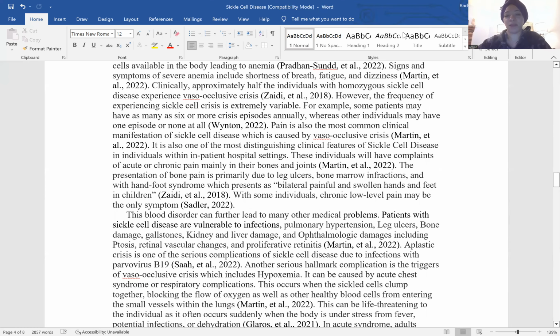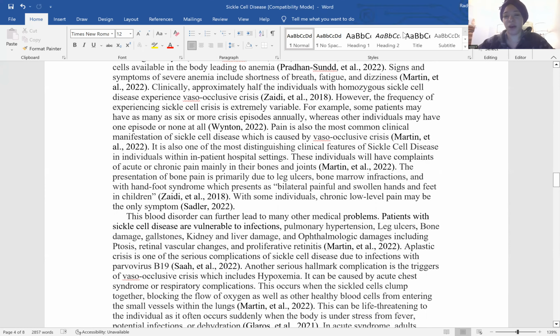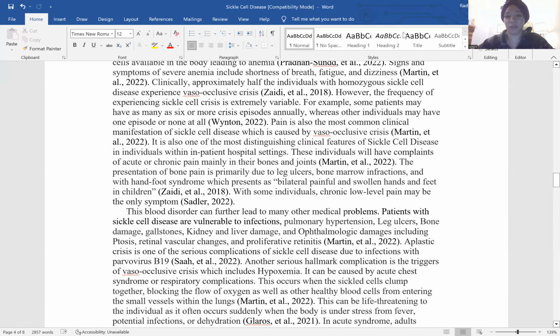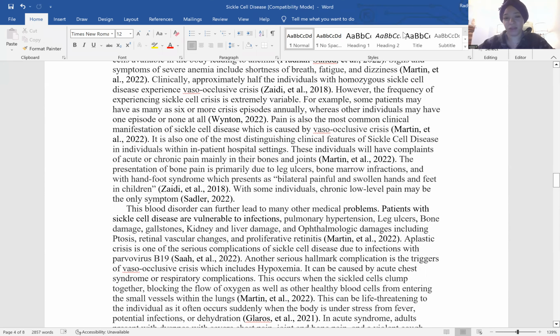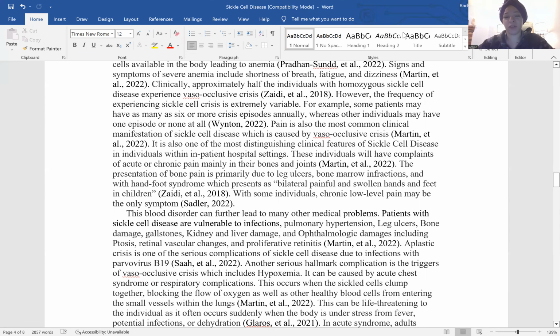Clinically, approximately half of the individuals with homozygous sickle cell disease experience vaso-occlusive crisis. However, the frequency of experienced sickle cell crisis is extremely variable. For example, some patients may have as many as 6 or more crisis episodes annually, whereas other individuals may have one episode or none at all.